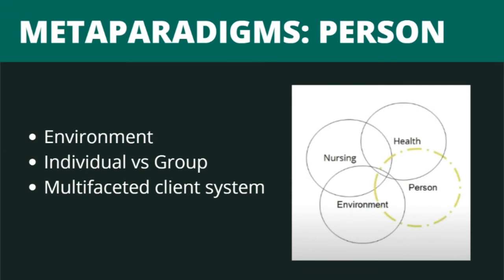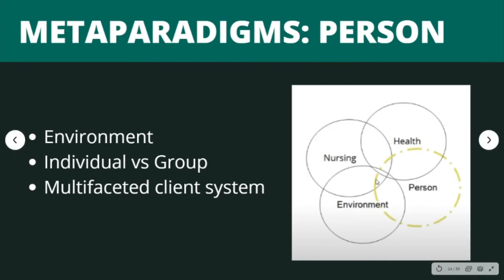So now let's proceed to the person. The person is an open client system with reciprocal interaction with the environment. The environment greatly affects the decisions and actions made by the person. The person in this case may be an individual or a group of people. The client system is also multifaceted, involving interrelationships among physiological, psychological, sociocultural, developmental, and spiritual factors. All of these factors are important in considering a person as a whole.